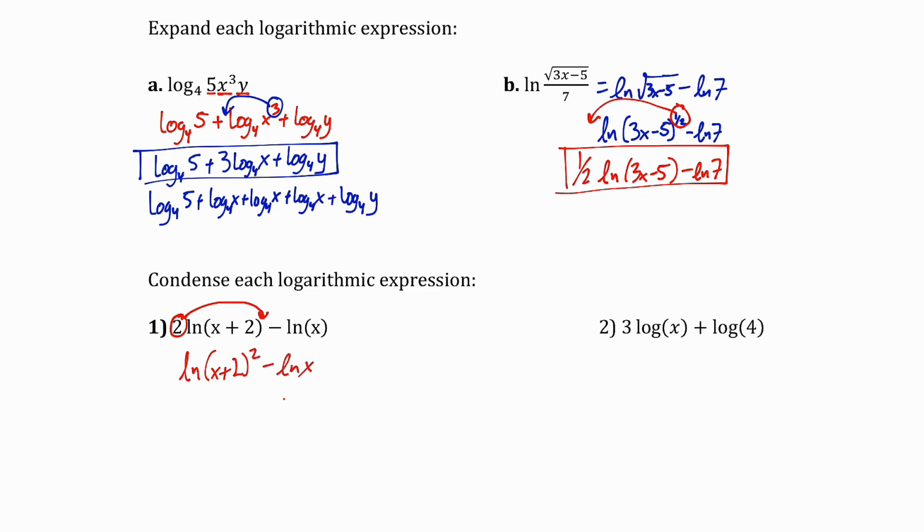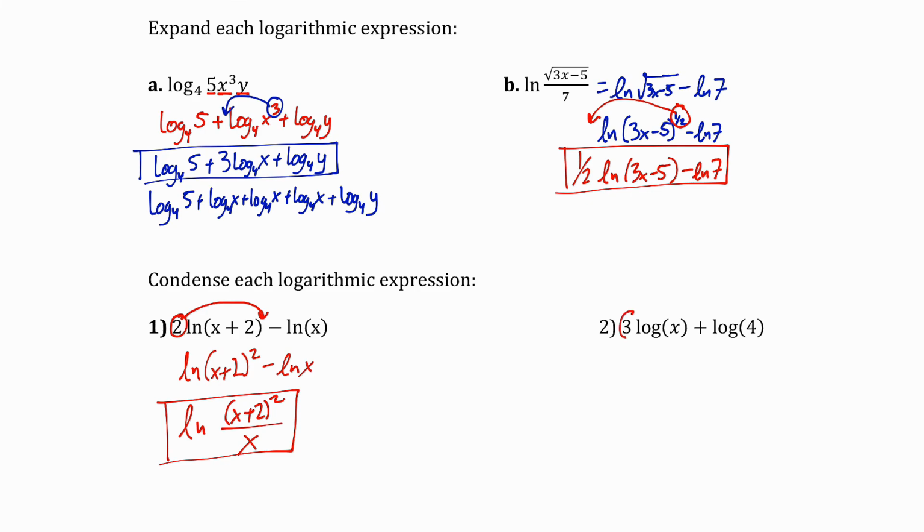Now we can use the quotient property because we have one log minus another. So it's going to be natural log of x plus 2 squared divided by x. So we can combine them into one single log. For the last one, I want you to try that on your own. So pause the video, take 3 log of x plus log of 4, pause the video, see if you can combine them into one. Okay, you paused, we're back.